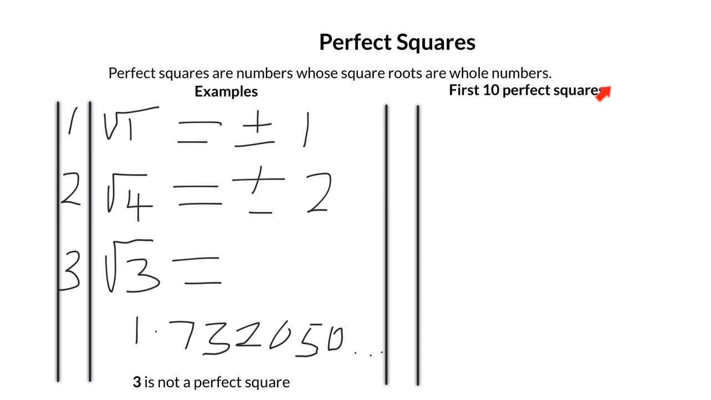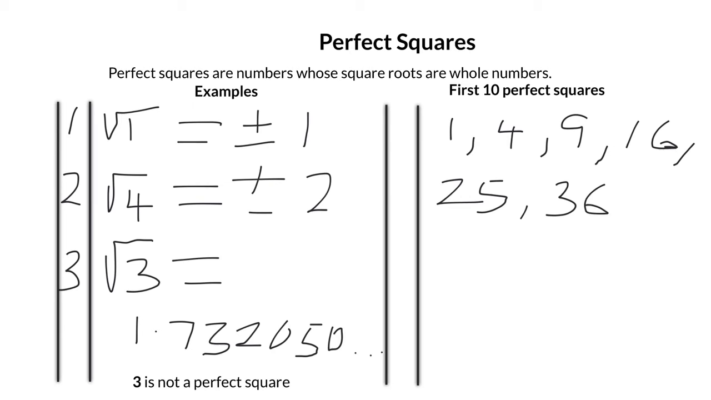First 10 perfect squares. The first 10 perfect squares are 1. 1 times 1 will give you 1. 4. 2 times 2 will give you 4. 9. 3 times 3 will give you 9. 16. 4 times 4 will give you 16. 25. 5 times 5 will give you 25.